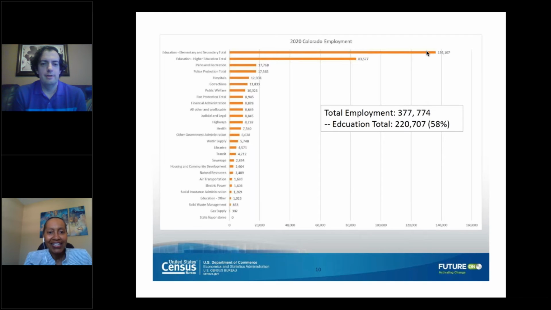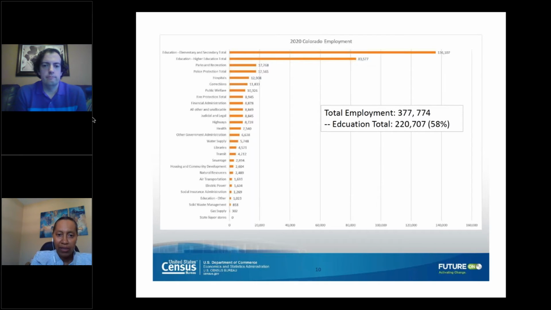Thank you. So I like to show this because it's hard to tell what employment is telling you about Colorado. We just released our most recent data for 2020. When you're looking at Colorado employment for state and local governments, as you can see, the top two bars are education. Most of the state and local employment falls within education, almost 60%. And then after that, we have parks and rec, hospitals, and police protection.